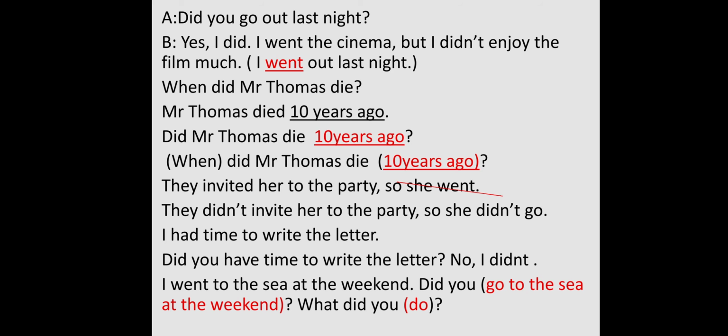Had means possess. I had time to write the letter. It is past simple. Let's imagine it is yesterday. So we say, I had time to write the letter yesterday. Had here is the past simple of have. Since it is the past simple of have, we use did in the question. So it becomes, did you, and we change had into its base form, have. So it becomes, did you have time to write the letter?